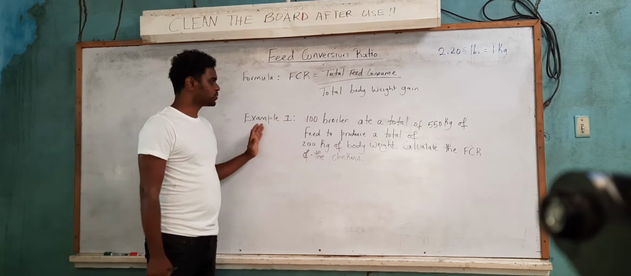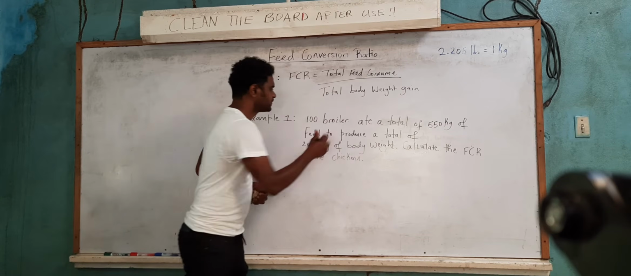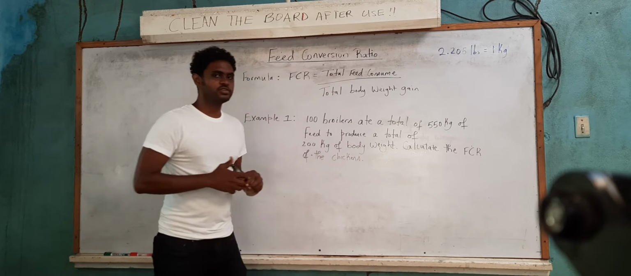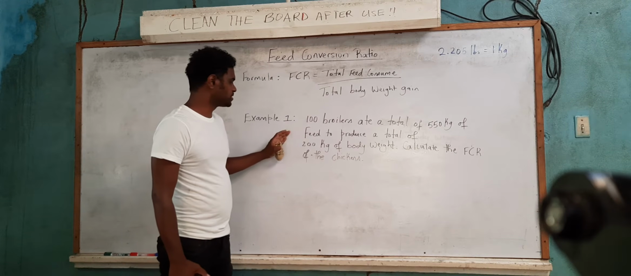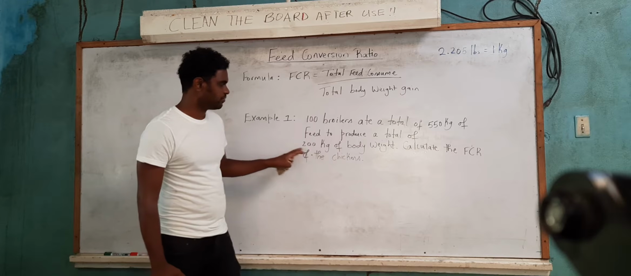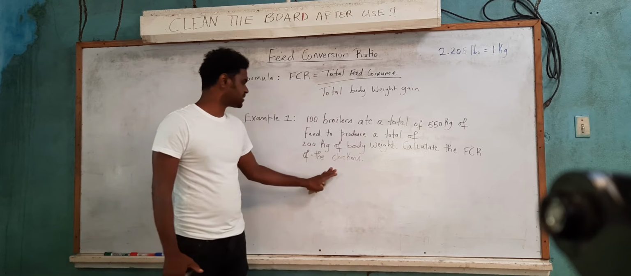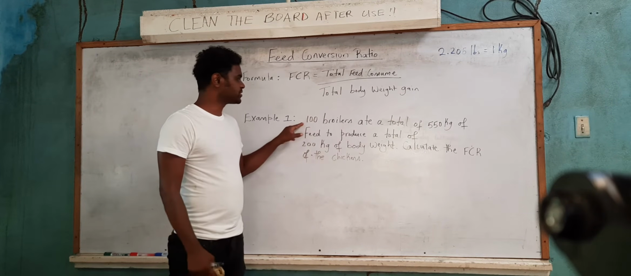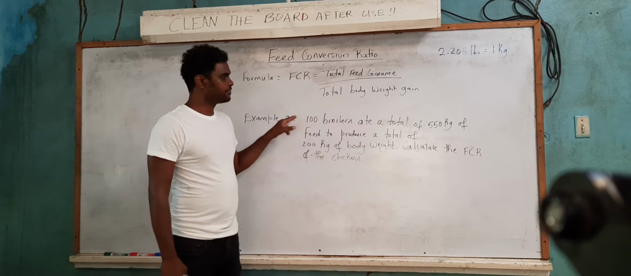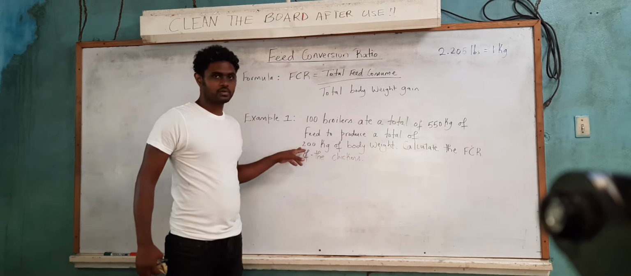It says 100 broilers ate a total of 550 kg of feed to produce a total of 200 kilograms of body weight. Calculate the FCR of the chickens. So what this question is telling you is that 100 chickens ate 550 kg of feed to produce 200 kilograms of body weight.